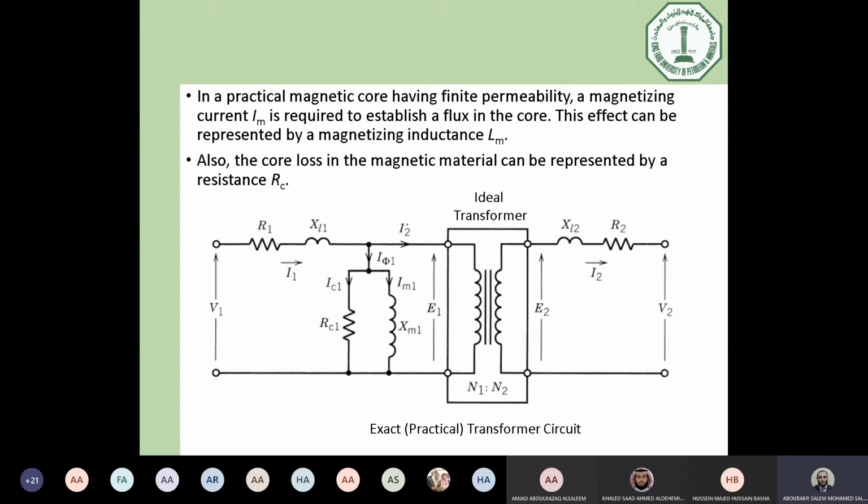So in order to calculate everything referred to one side, we need to reflect the impedance here. We need to reflect the load impedance and the values of I2 and E2 as well. So we need to reflect all of these values, E, I, V, R, X, to the primary side. Simply, we can use the relation of voltage, current, and impedance with the turns ratio.